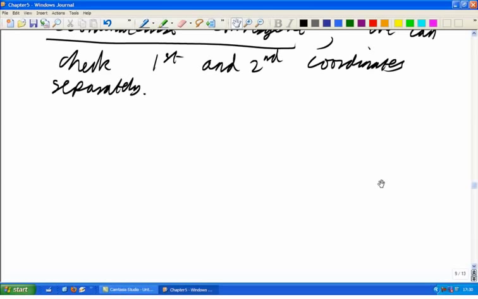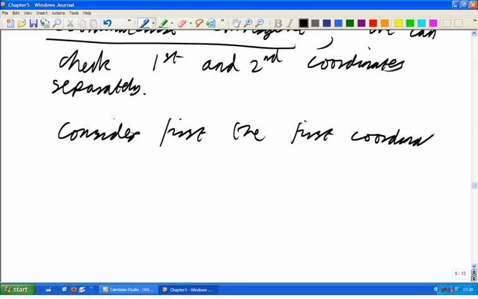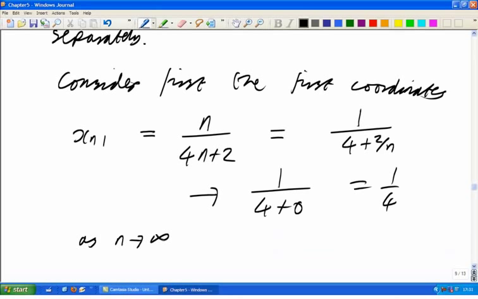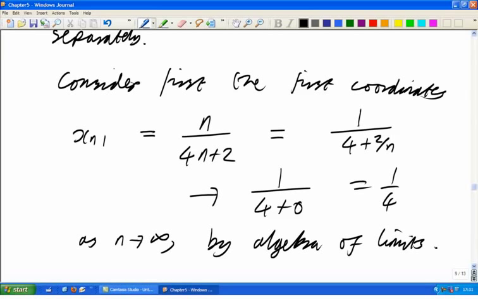So first, consider the sequence of the first coordinates, which was xn1, which is n over 4n plus 2. And doing this as in G11ACF, you divide top and bottom by n, so that's 1 over 4 plus 2 over n, which tends to 1 over 4 plus 0 equals a quarter, as n tends to infinity, by the algebra of limits. That does the first coordinates. So then you have to look at xn2.